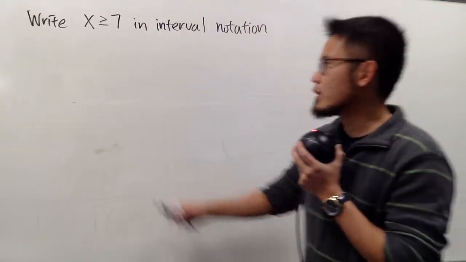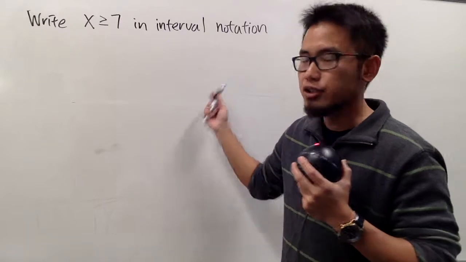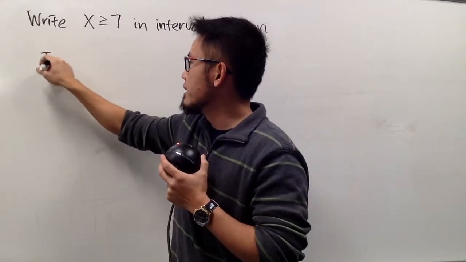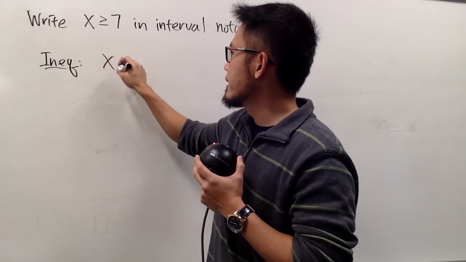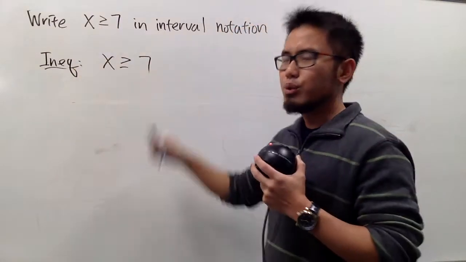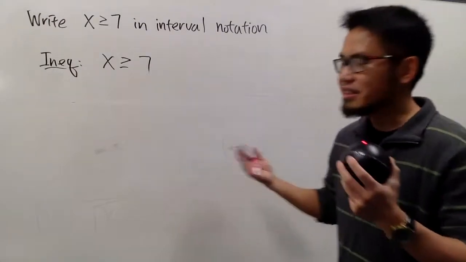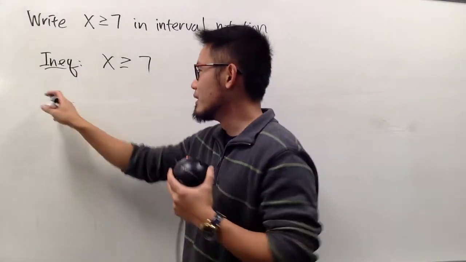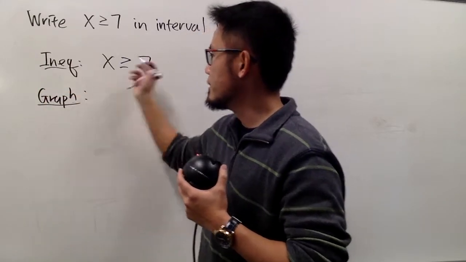Okay, we're going to write the inequality x is greater than or equal to 7 in interval notation. So once again, this right here is just an inequality. X is greater than or equal to 7. And to do the interval notation, I would like to show you guys the graph first because it's easier that way, in my opinion. It's more visual. So let's talk about the graph for this inequality, okay?